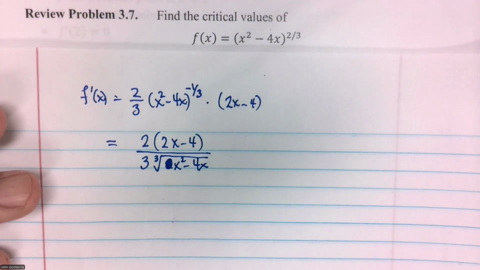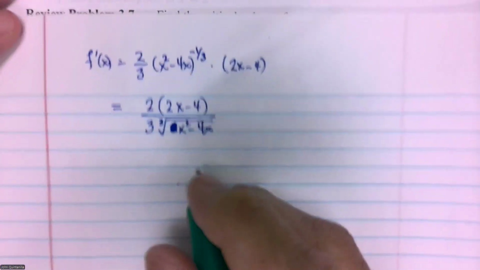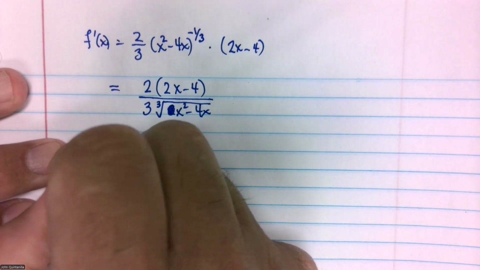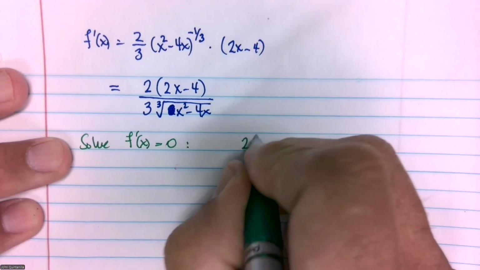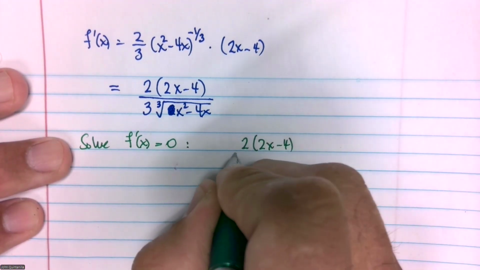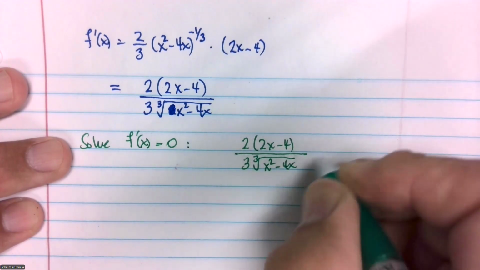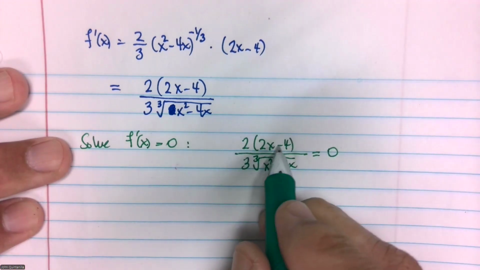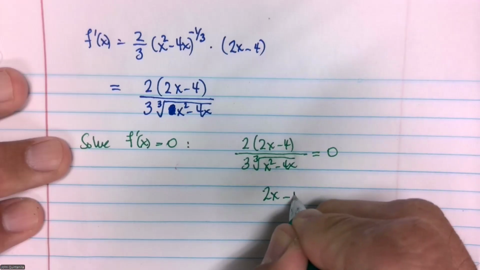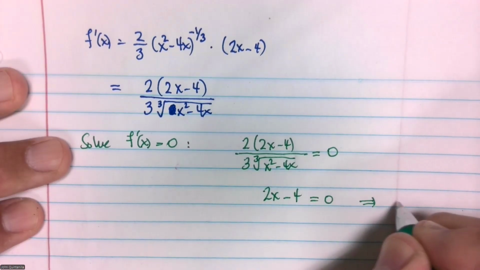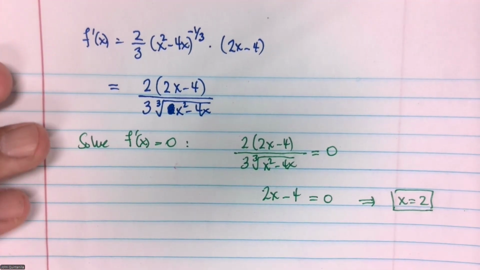And so I have to determine where the derivative is either equal to 0 or undefined. Okay, so first off, let's solve f prime of x is equal to 0. So that means 2 times 2x minus 4 over 3 times the cube root of x squared minus 4x is equal to 0. Now a fraction is equal to 0 exactly when the numerator is 0. And so I have that 2x minus 4 is equal to 0, and so I have x is equal to 2. And so that is one critical point, the place where the derivative is equal to 0.